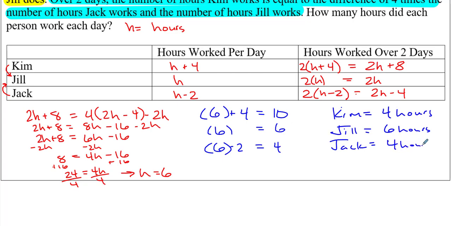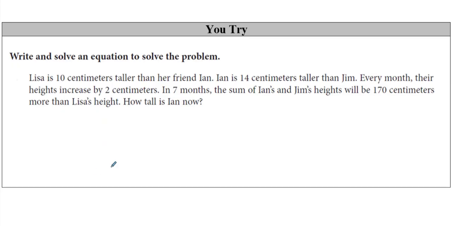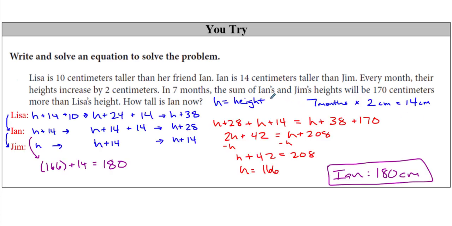Whoops. Let's change this. Not 4 hours for Kim. I apologize. That is 10 hours. 10 hours for Kim. All right, I want you guys to try the next one on your own. Go ahead and pause the video here. This one is just like the one that I showed you. Find who is modeled after who, and then give that single variable to someone that is not modeled after somebody else. All right, pause the video here and see what you get.